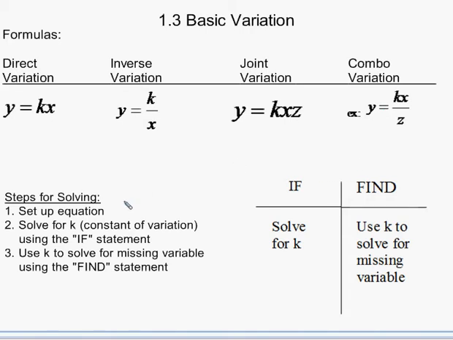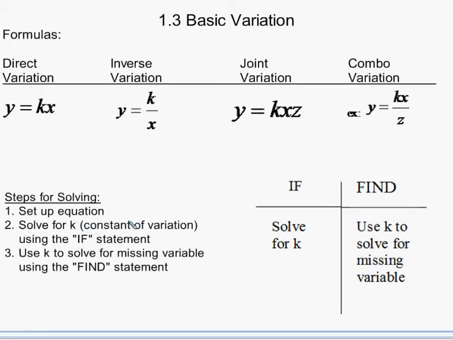Now, when you solve these variation problems, I use a t-chart to help me go through the process. But before you do any of this, you need to set up your equation. What that means is that after you read the statement, you have to figure out, do I have a direct, an inverse, a joint, is it a combination, what are my variables, and so forth. Because that equation you set up is going to set you through the whole process of solving for k and the missing variable.